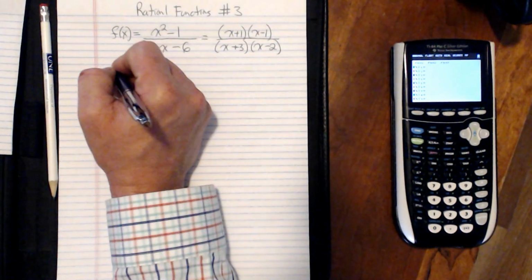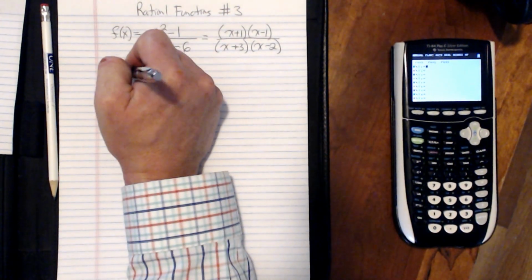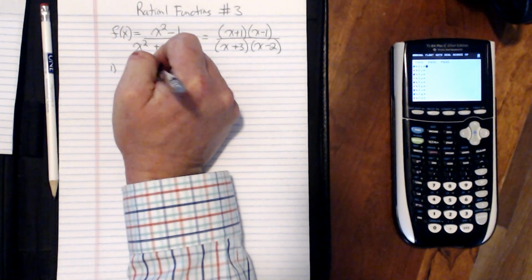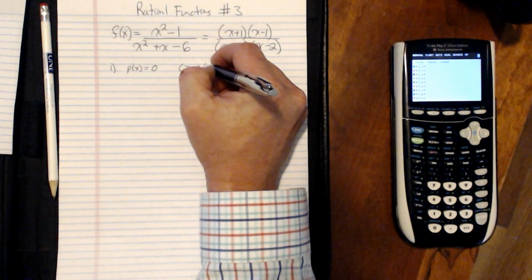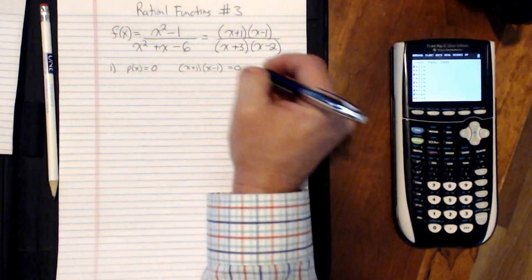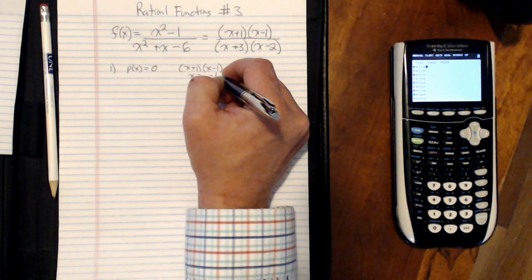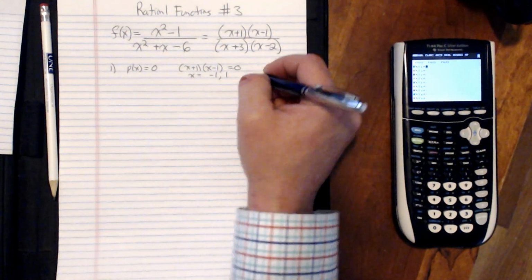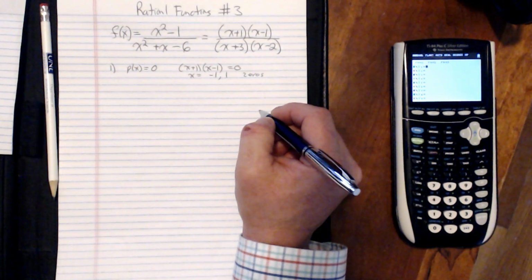So the first thing I want to do is find the zeros of the polynomial. So I'm going to set the numerator equal to 0. So I'm going to have x plus 1 and x minus 1 equal to 0. So that's going to give me x is equal to -1 and +1. These are my zeros, or where it crosses the x-axis.